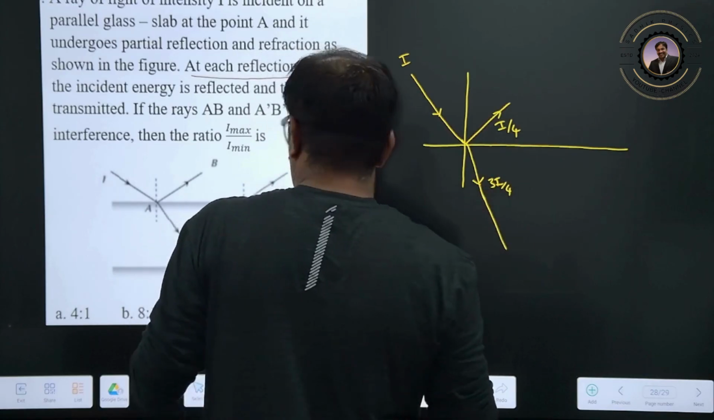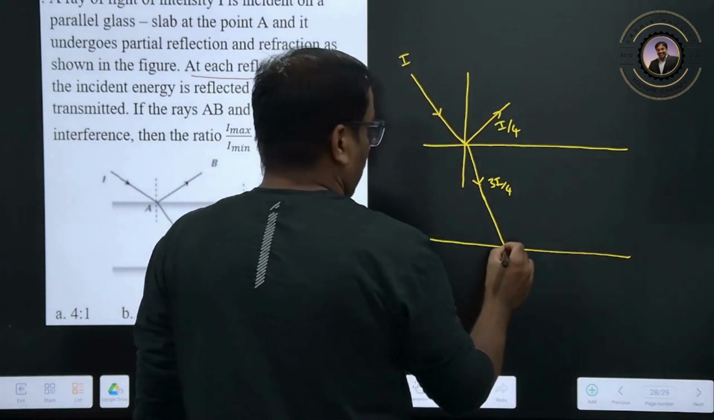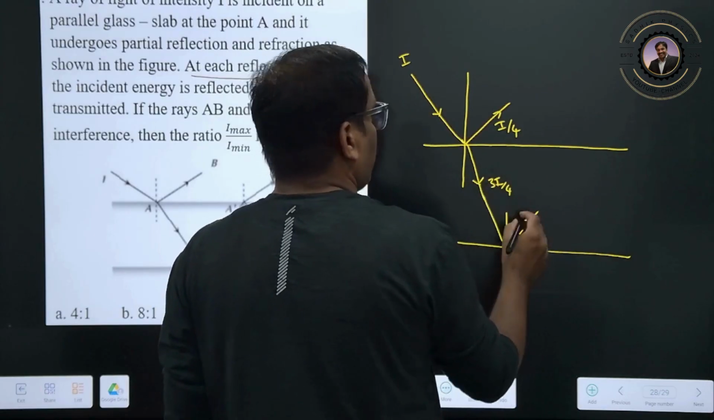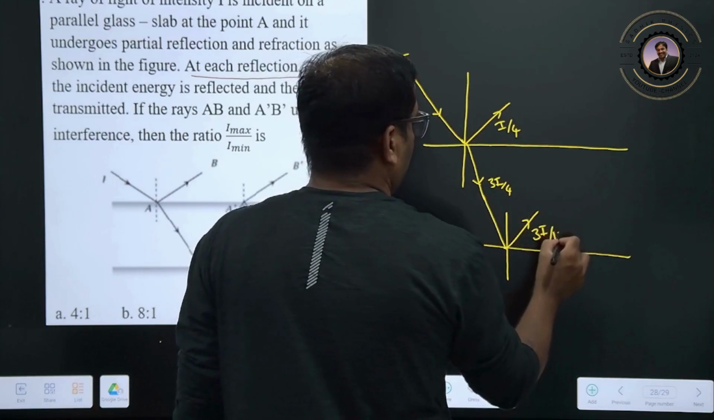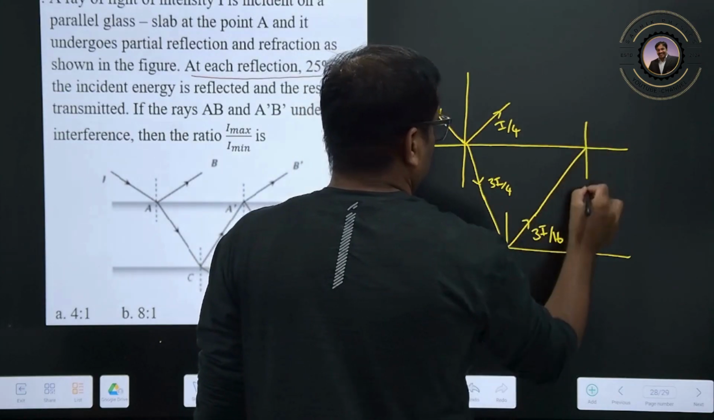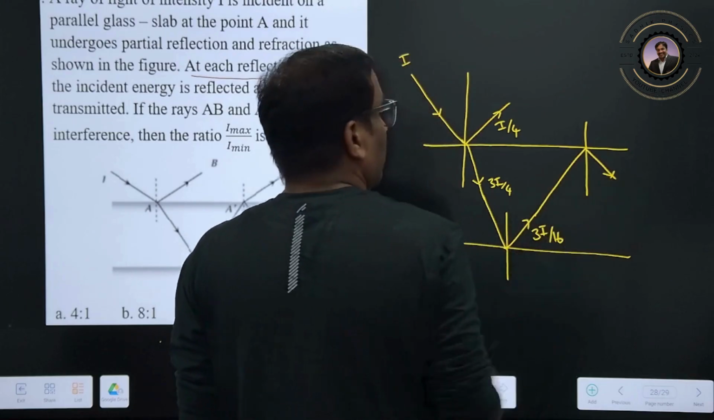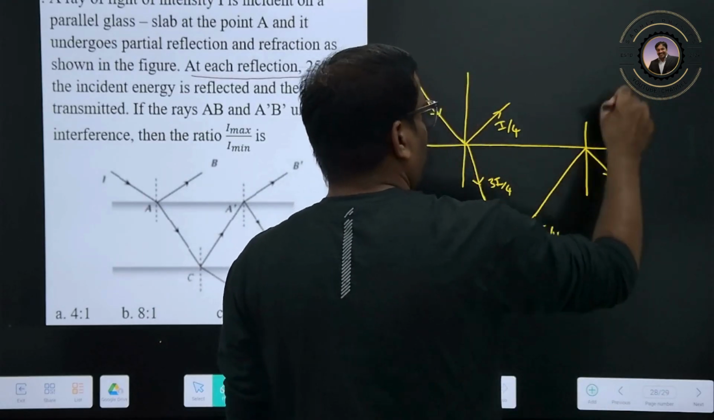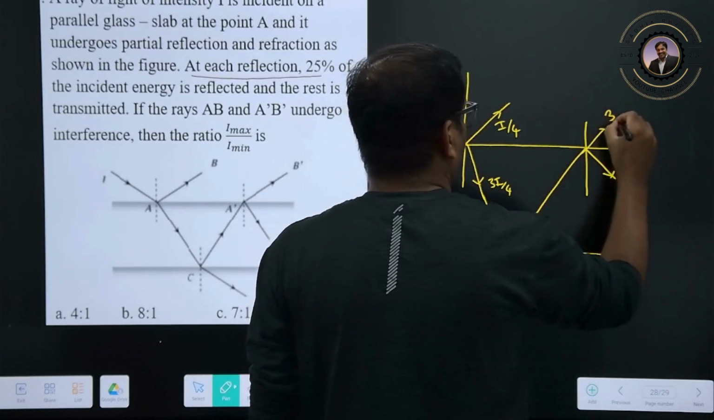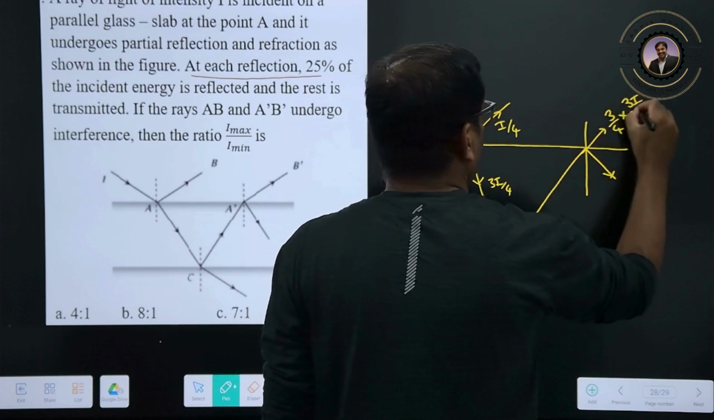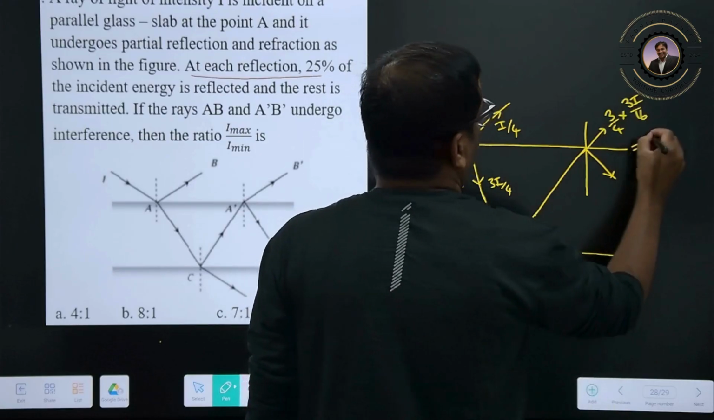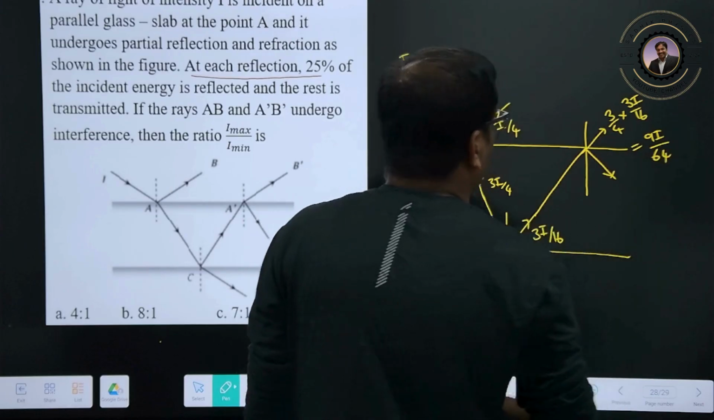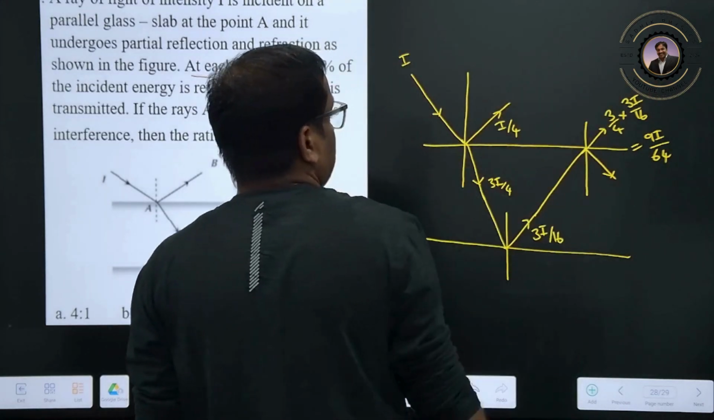So now it will come here. Then what will happen now? Again it will get reflected, again 25% of this one, which means I by 4 of it, so 3I by 16. Then it will go like this, then like this. Again 25% of this one, so 1 by 4th goes and 3 by 4th comes. Therefore it will be 3 by 4 into 3I by 16, that means 9I by 64 will be this intensity. Clear?